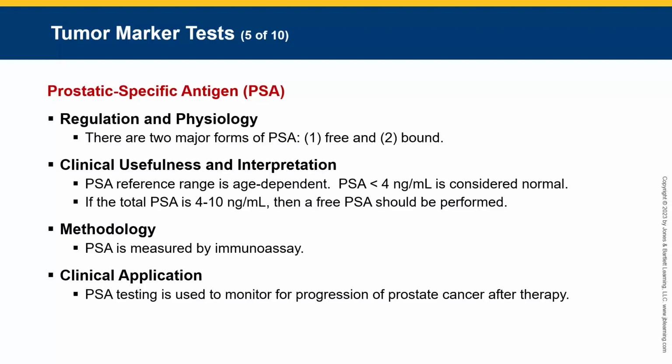PSA, there are 2 forms, free and bound. The PSA reference range is age dependent, so less than 4 is considered normal. If PSA is 4 to 10, then a free PSA should be performed. It's measured by immunoassay, and it's used to monitor for the progression of prostate cancer after therapy.